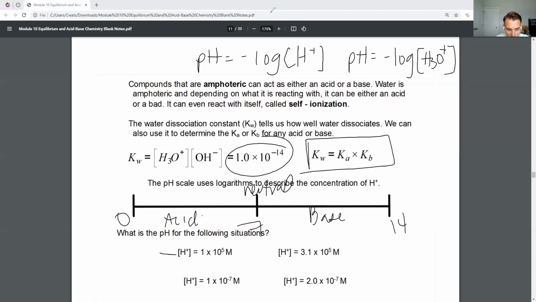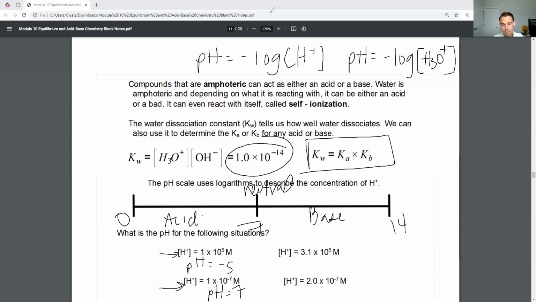For this one and this one here, it's 1 times 10 raised to a number. When you have 1 times 10 to an exponent, the negative of the exponent is the pH. So the pH for that one would be 5, and the pH for this one would be 7. Don't believe me? Put it in your calculator and see if I'm right. For these ones, you can look at the exponent and get an idea of where the answer should be. It should be close to -5.